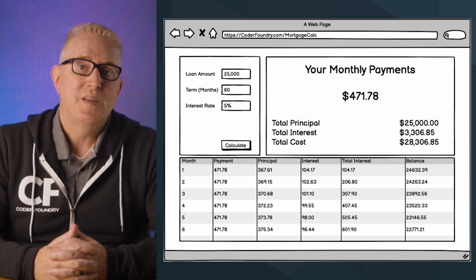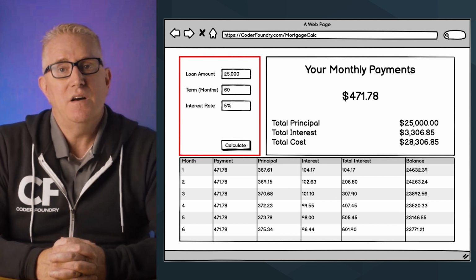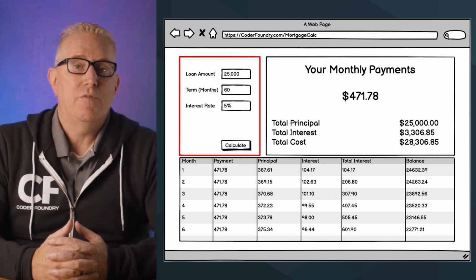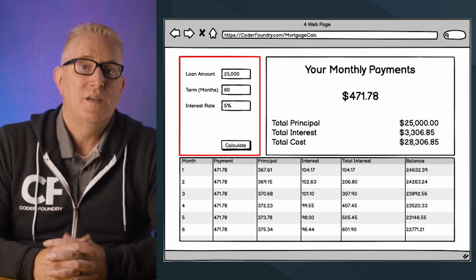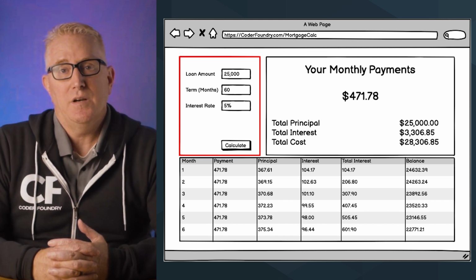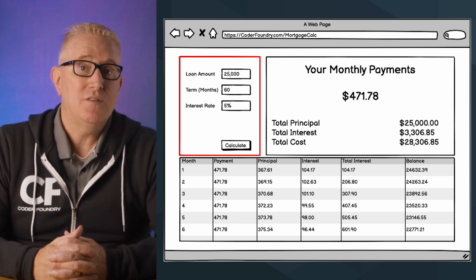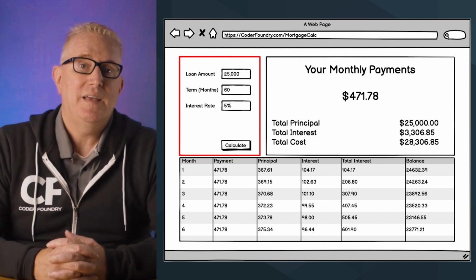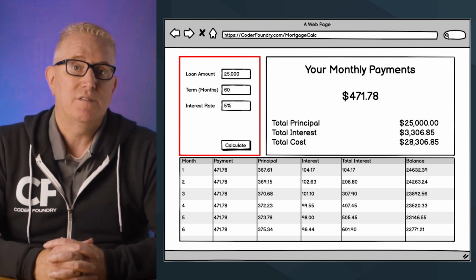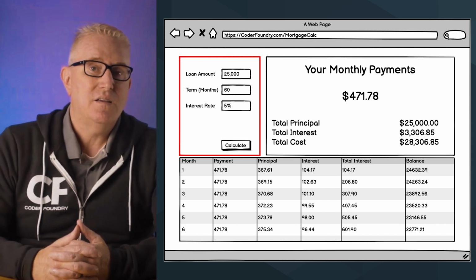Now, Balsamiq allows me real quickly to build out a prototype or a mock-up of the application itself. And I've got one here that I want to show you for our loan application. Now, you can see here on the left of my wireframe, I have 3 input fields. I have an amount, I have a term that's described in months. And then I also have an interest rate that's written there as 5%. And then a calculate button.